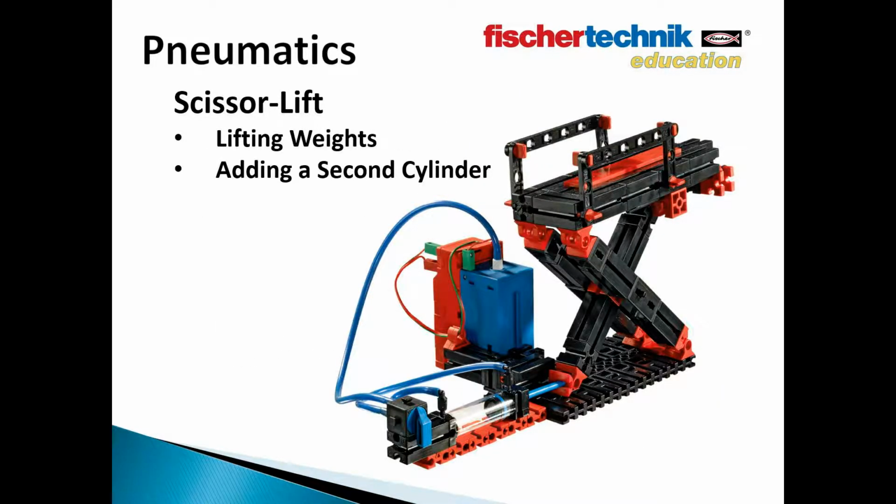With this background in place, students can then begin to build the models, performing some experiments with each to fully understand how everything works. They start with the scissor lift model, first developing an understanding of how the lift functions, and then experimenting with the types of weights which can be hoisted. They will also add a second pneumatic cylinder to the model to see the effect this has on the types of weights which can be lifted.